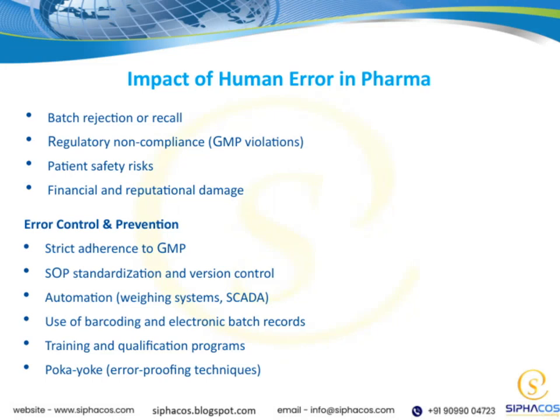Let's talk about error control and prevention. One of the first lines of defense is strict adherence to good manufacturing practices, or GMP. This ensures that every step meets quality standards and reduces errors. SOP standardization and version control are also crucial. Having clear, up-to-date procedures helps prevent mistakes caused by confusion or outdated instructions. Automation plays a big role too, with systems like weighing and SCADA to minimize human involvement and errors. Additionally, using barcoding and electronic batch records makes tracking and verification much more reliable, cutting down on manual errors.